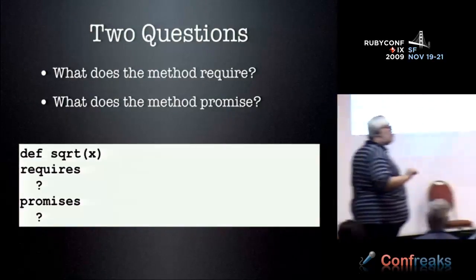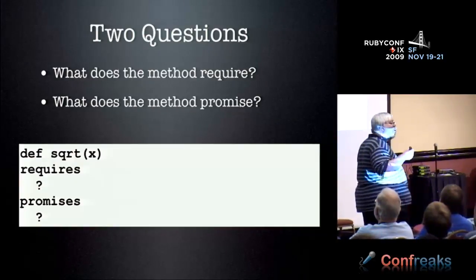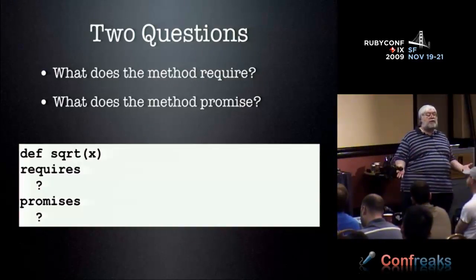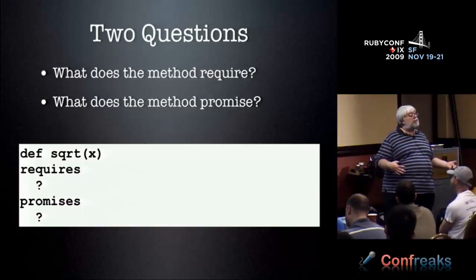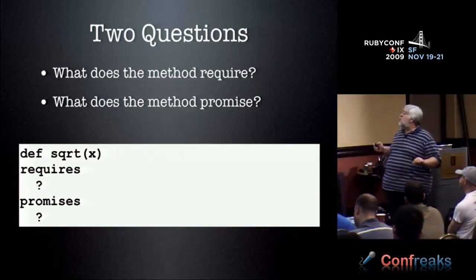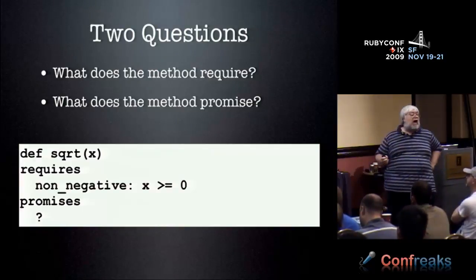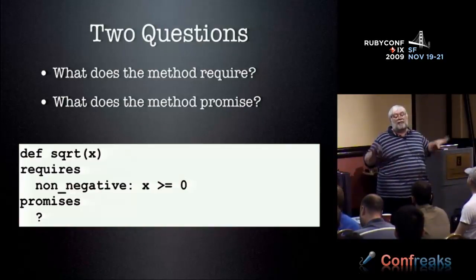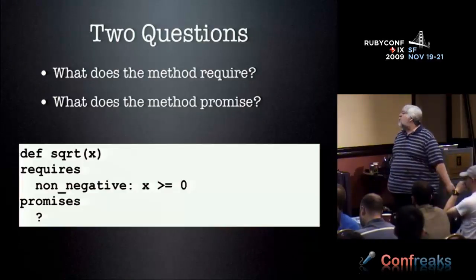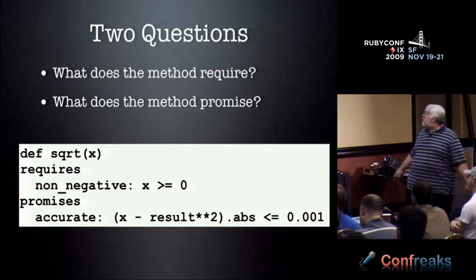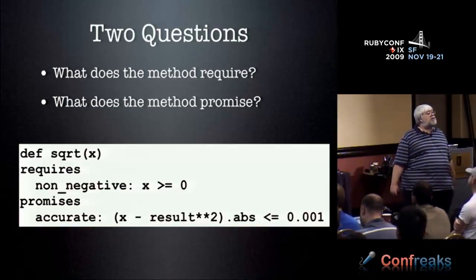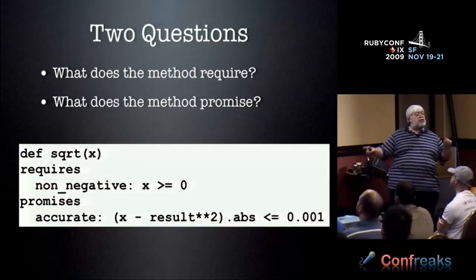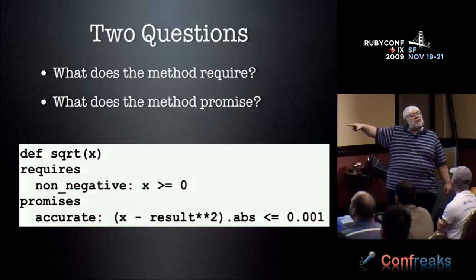So now we can ask 2 questions about the square root method. What does the square root require before you can call it? And what does the square root method promise you after it is finished and it returns? Require and promise. Think of those things. So the square root requires that your input be non-negative. It must be greater than or equal to 0, because if it were less than 0, you'd get a complex number back, and we're not going to handle that, which is okay. It promises that the answer you return is going to be within 3 decimal places of the correct square root value. So you've got a requirement and a promise, 2 things. This is called the contract for this method.